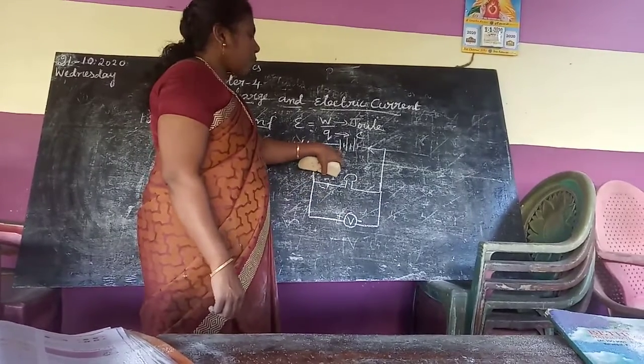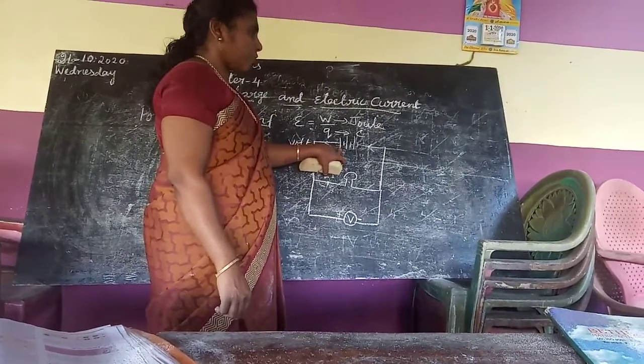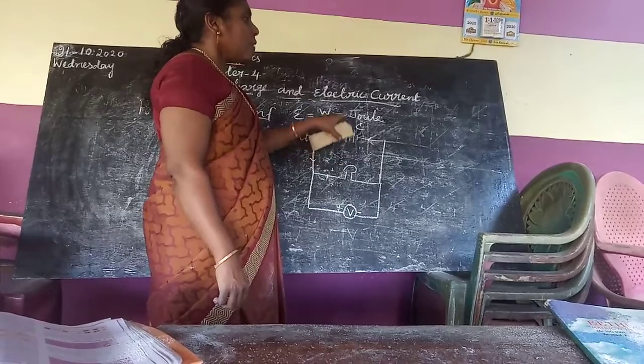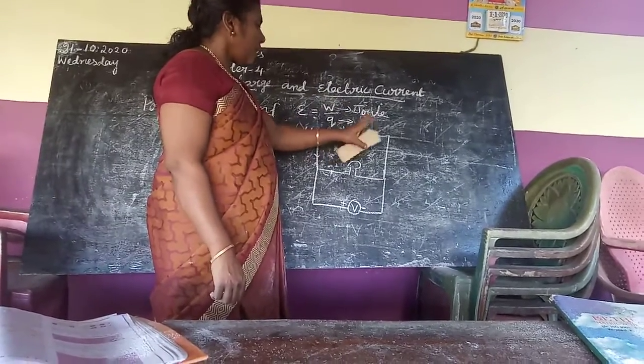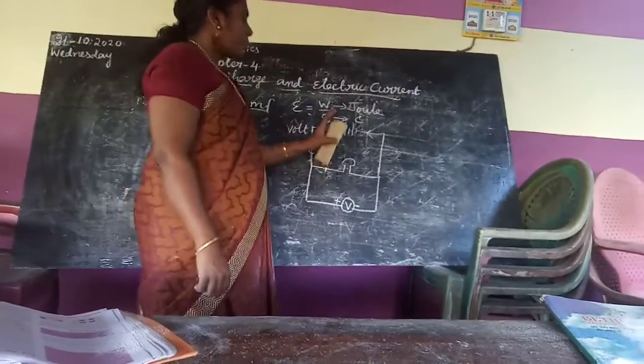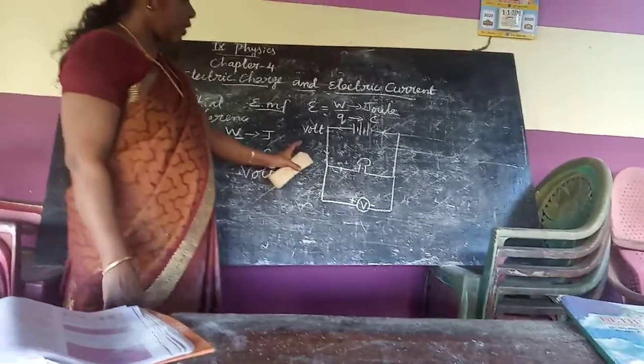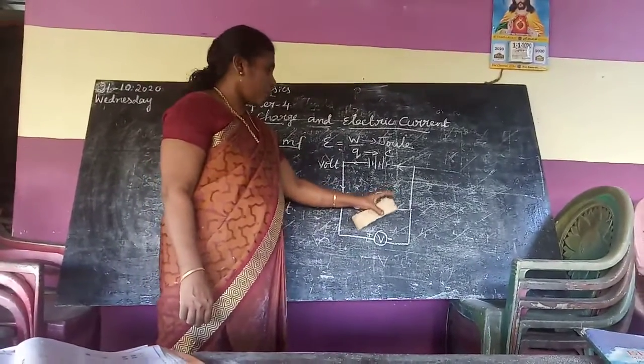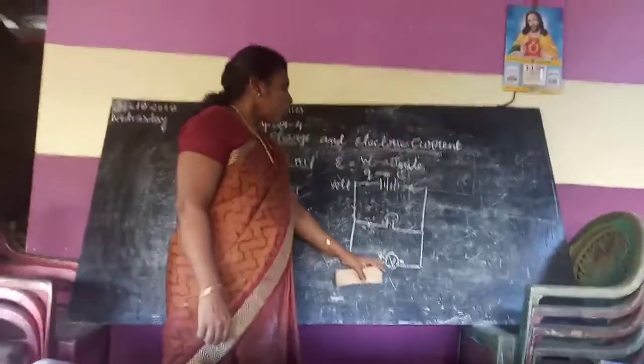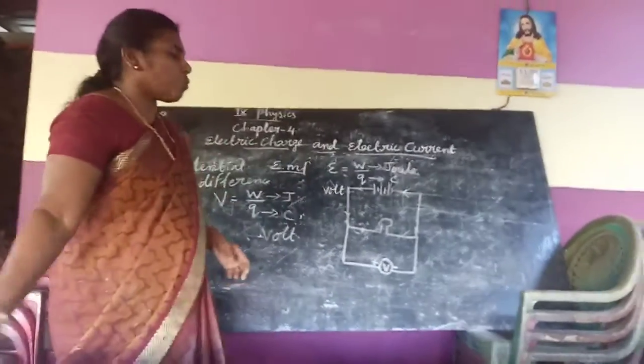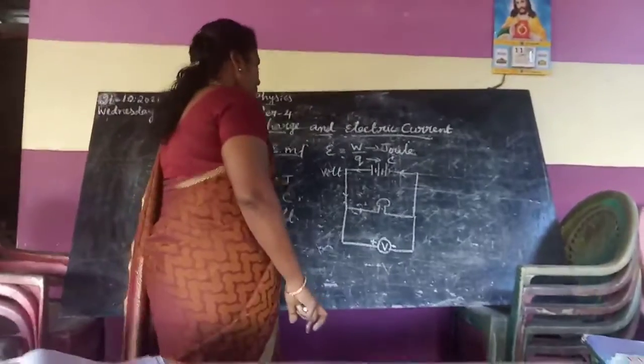Now here, what is the use of the battery? Here there is a flow of charges. Because of some force, the charges move and some work is done in this circuit. Then only this bulb will glow. So here, what is the use of the voltmeter? To measure the potential difference.